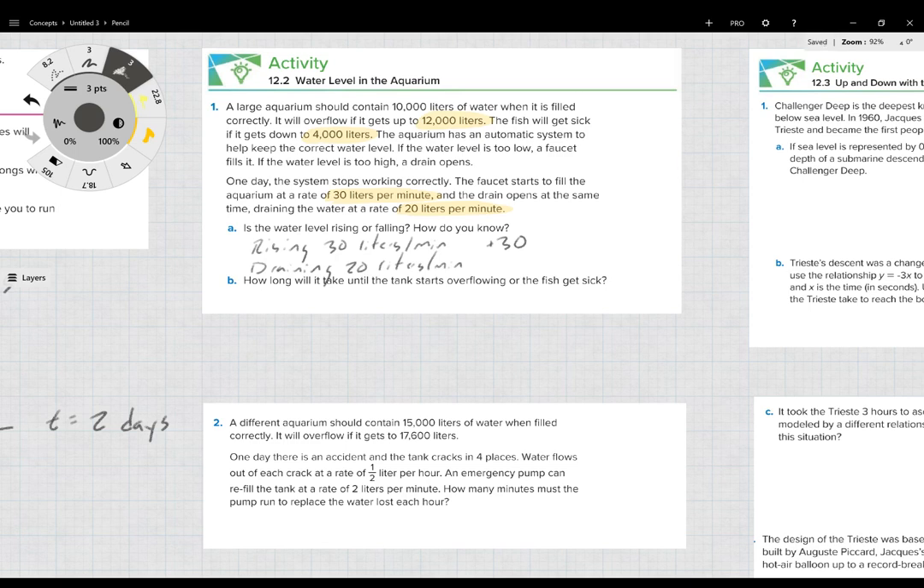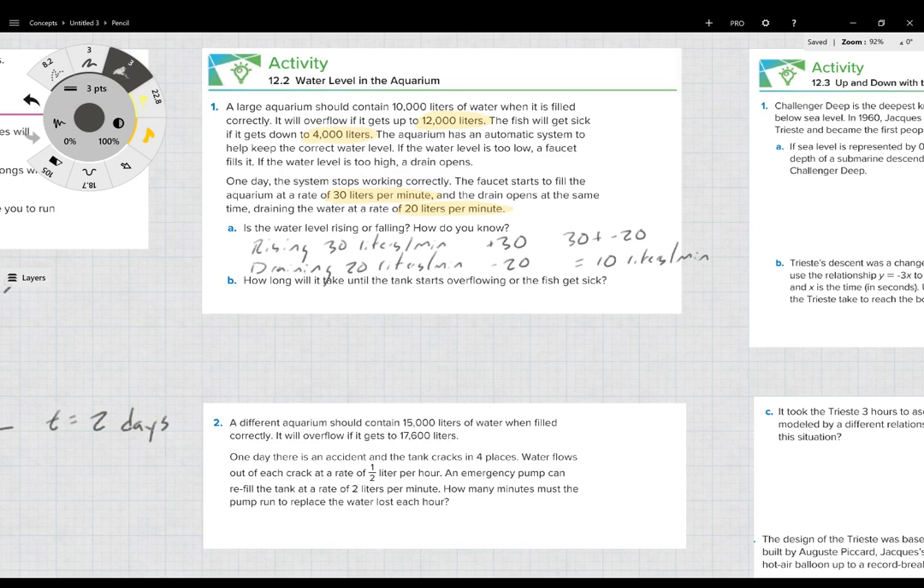So it's draining 20 liters per minute. Draining is a negative action, so that's negative 20, right? So we need to figure out if it's rising or falling by looking at the difference of the two. So positive 30 plus negative 20 equals positive 10. So even though it's filling and draining, it's filling up 10 liters per minute. So that is our rate at which the tank is filling up.